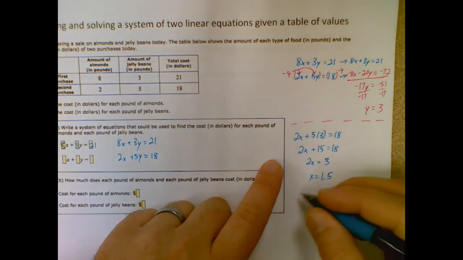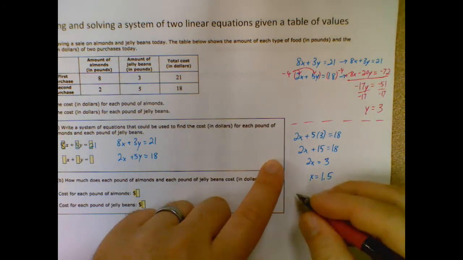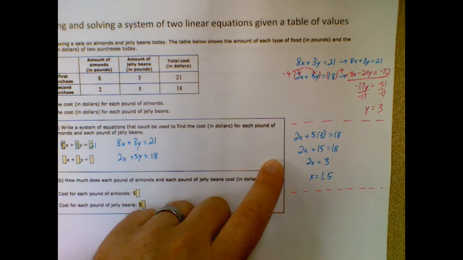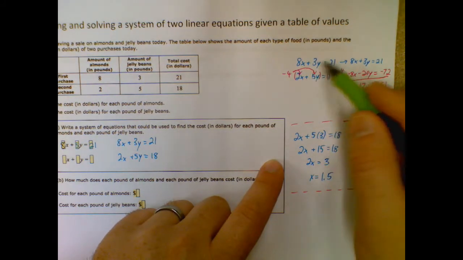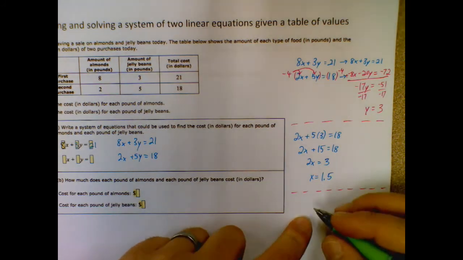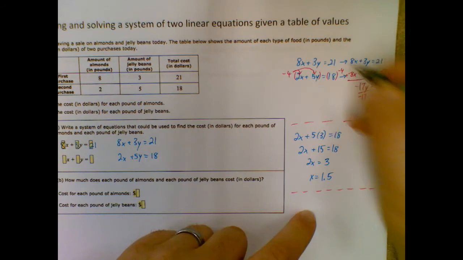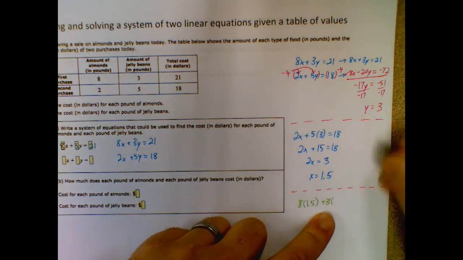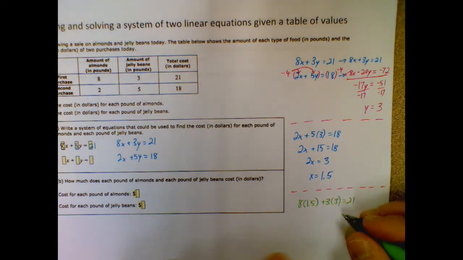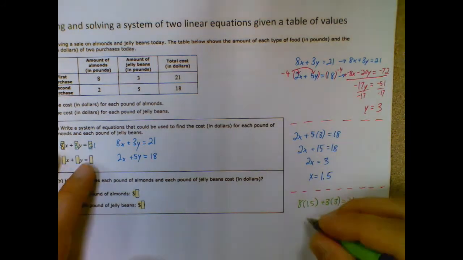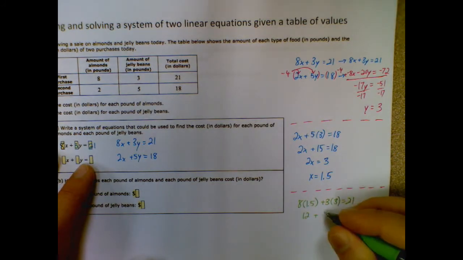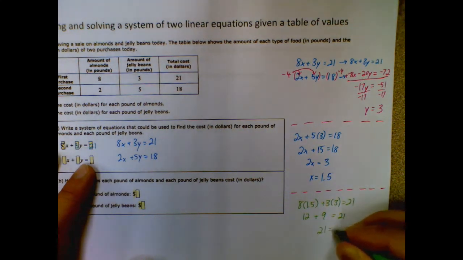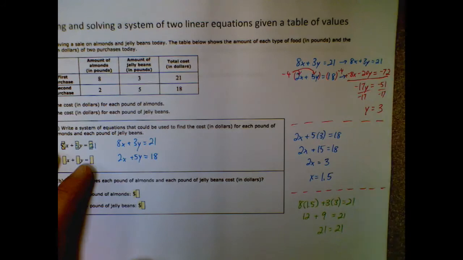It is usually a good idea to double check to make sure that we have the right answer. So I'm going to plug x and y back into the top one, not the one I just used, that's not going to do me any good, but the one I didn't use, to see if it works out correctly. So I have 8 times 1.5 plus 3 times y, which is 3, equals 21. 8 times 1.5 is 12. 3 times 3 is 9. So I do end up with 21 equals 21. That means I do have the correct answers.